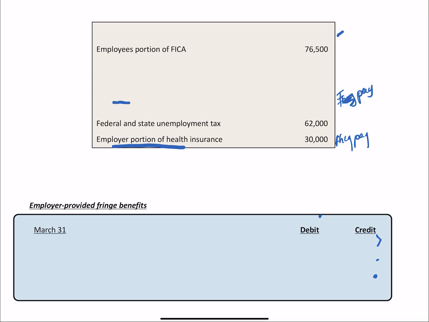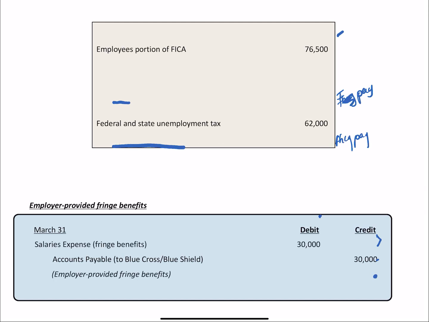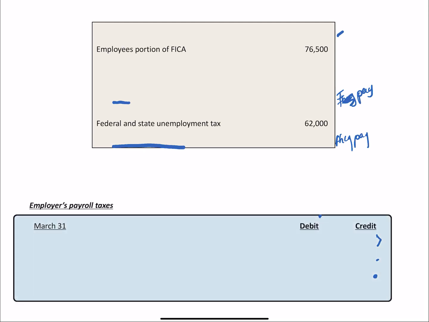So fringe benefits, this is what they are going to pay for us. Right, so they're going to pay Blue Cross Blue Shield $30,000 for what they're willing to pay on my health insurance, and that's an expense. Right, that's the only fringe benefit they've given us in this situation. And then our last entry is around that extra money they have to pay the government that you'll never see anywhere on your check, but this is the sheer cost of having employees.